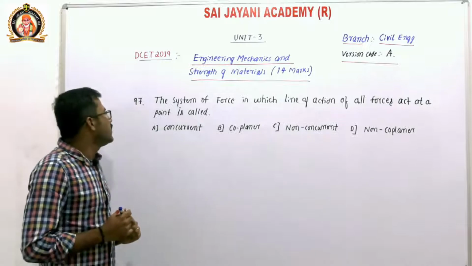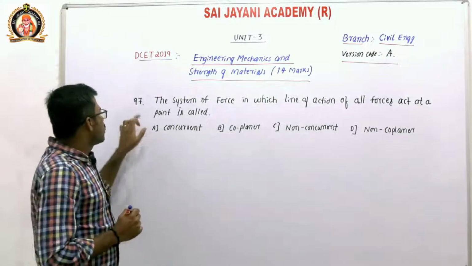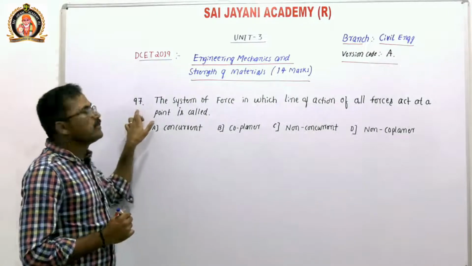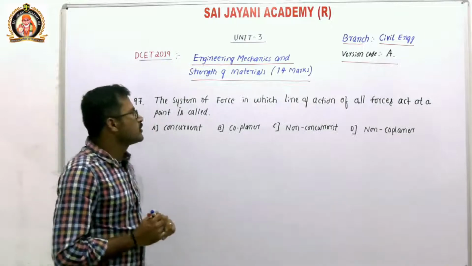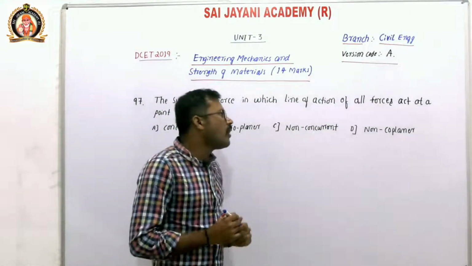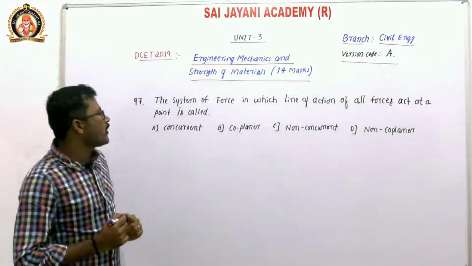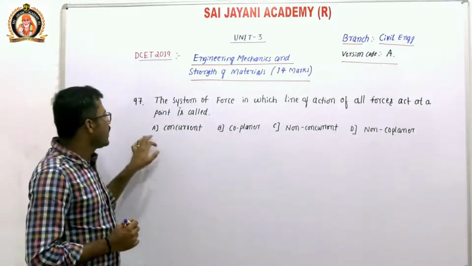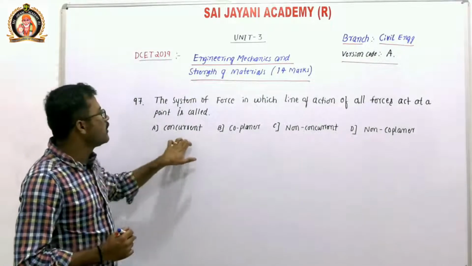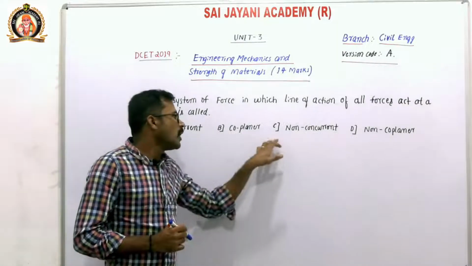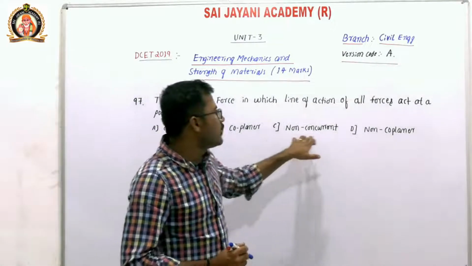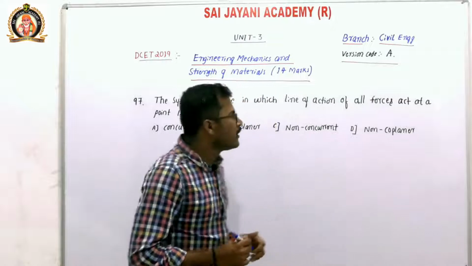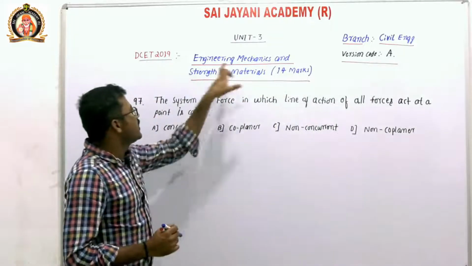So, in Unit 3, the very first question, question number 97: The system of force in which line of action of all forces act at a point is called: option A, concurrent; option B, coplanar; option C, non-concurrent; option D, non-coplanar. So the question is about engineering mechanics.